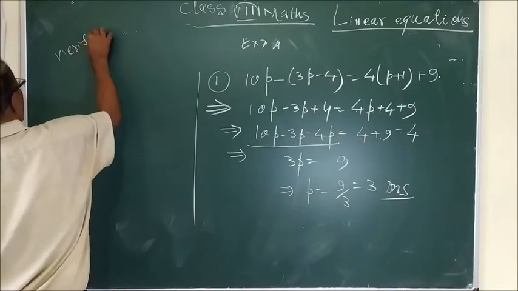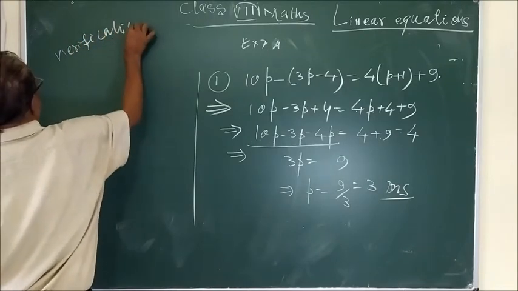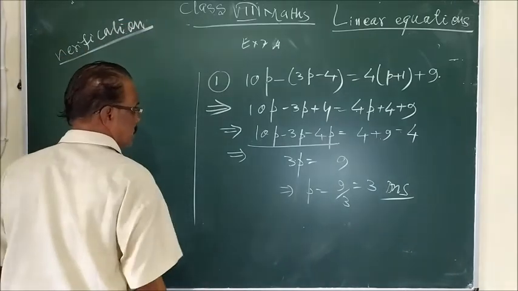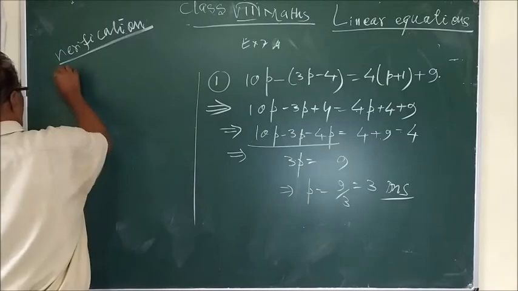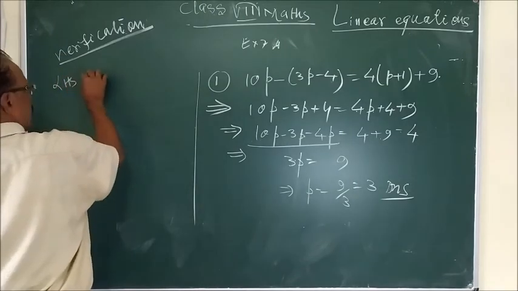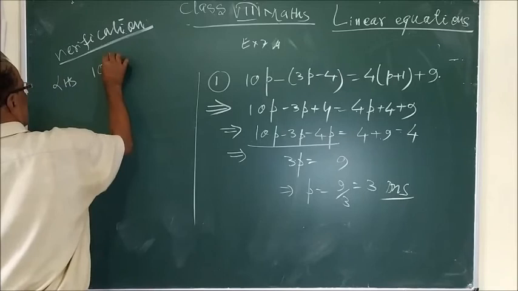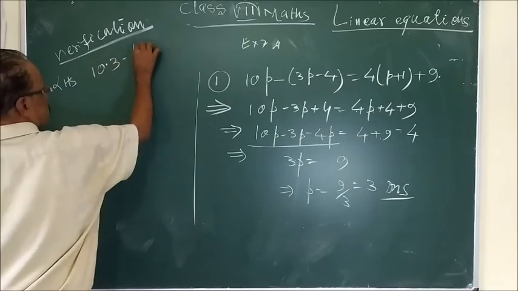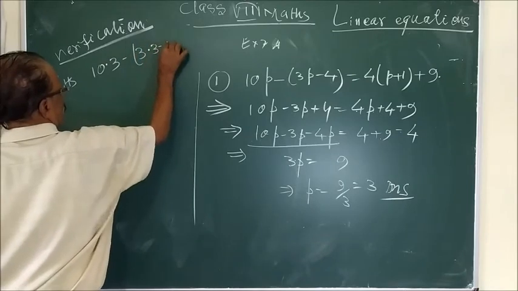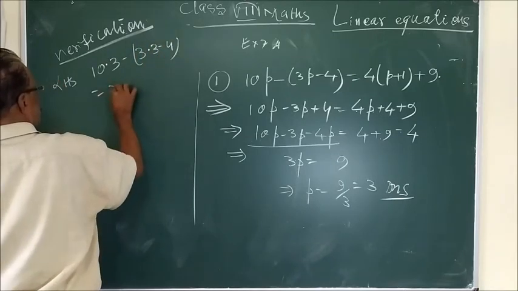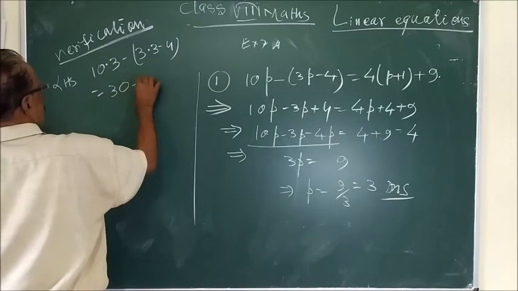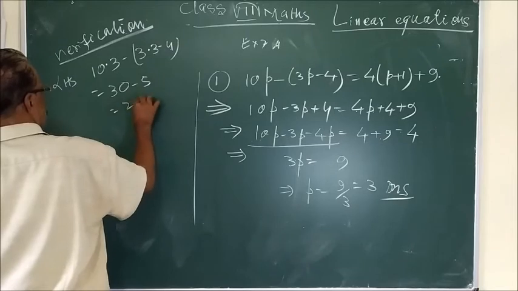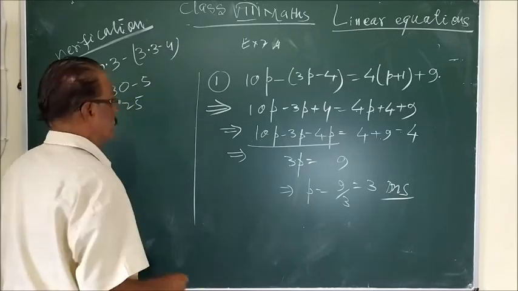तो वेरिफिकेशन में क्या करेंगे? We will put the value of the variable p both sides. So LHS left hand side देखें 10p का वैल्यू कितना 3, 10 into 3 minus 3 into 3 minus 4. इसको सिंप्लीफाई करते हैं तो 30 and this will be 9 minus 4 5. This is 25. Left side, what is 25?